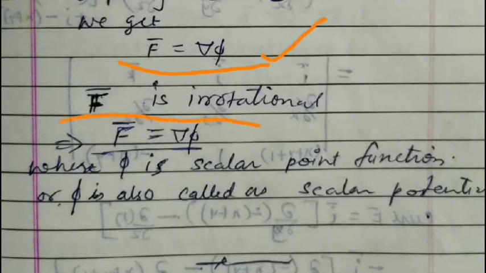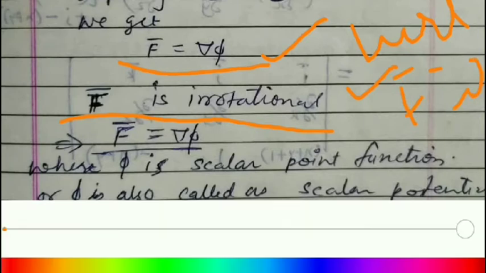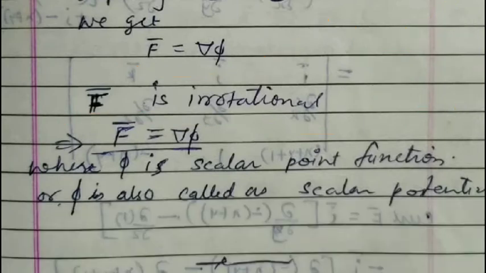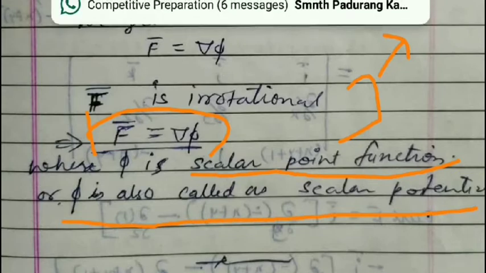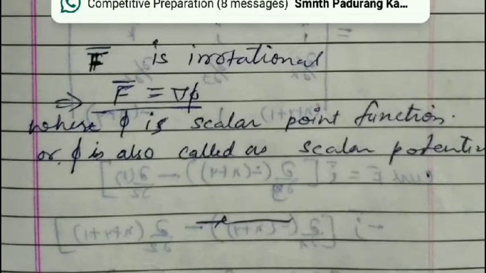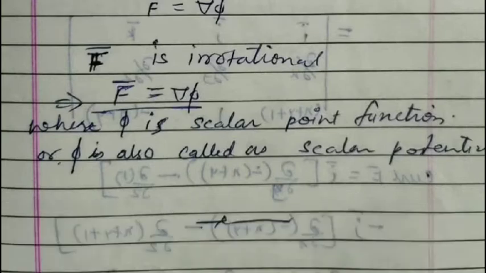So, suppose f bar is irrotational, that means curl of f bar equals 0, then we can consider the equation f bar equals del phi. But the condition is that f bar is irrotational. So if f bar is irrotational, then f bar equals del phi, where phi is a scalar point function, also called scalar potential. Remember one thing, that phi here is a scalar point function, not a surface.